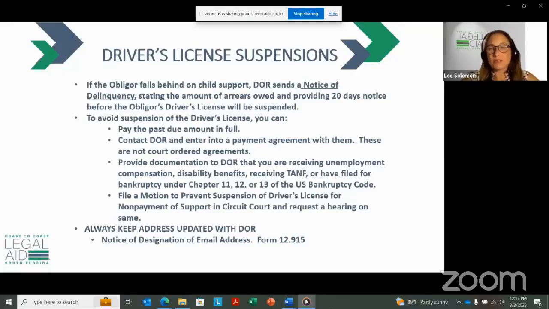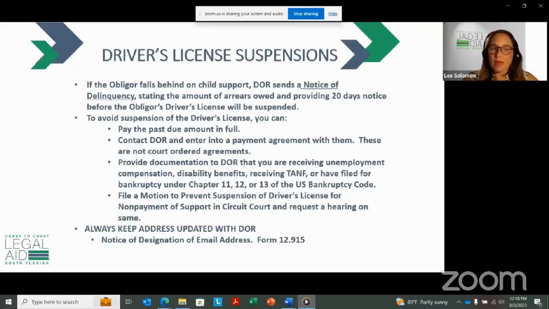Another thing you can do is, if you are receiving disability, if you're receiving unemployment compensation, TANF, which is cash assistance, if you filed for bankruptcy, these are all circumstances where the department isn't going to suspend your license. So if they're not on notice of this, they may attempt to suspend it. But if you notify them that you are actually receiving unemployment compensation or disability or cash assistance, they'll put a halt to the suspension.